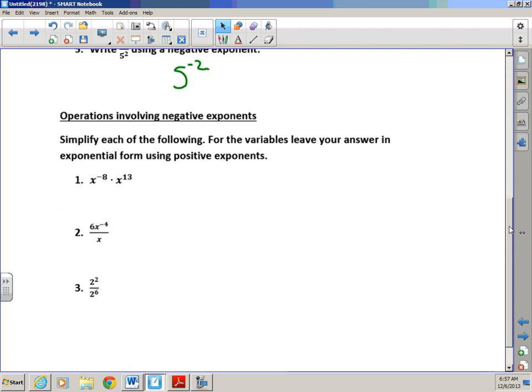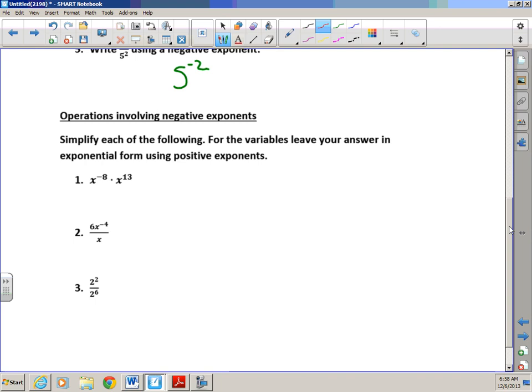Okay. Now, key point. We learned over the last couple of days operations involving exponents. And the operations were multiplying, dividing, power to a power with positive exponents. The rules are the same when the exponents are negative. All we just need to do is to make sure at the end of the day, we end up with a positive exponent as our final answer.